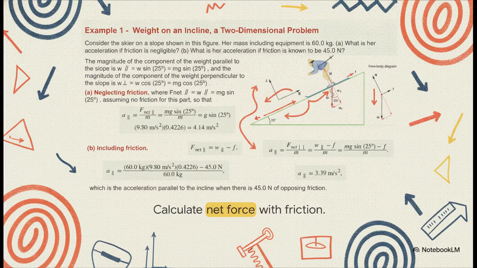But if we add in 45 newtons of opposing friction, as you see in Part B, we have to apply Newton's second law. We simply subtract that friction from our parallel gravity component to find the exact net force. That spits out a newly reduced net acceleration of 3.39 meters per second squared. It's a rhythm. Draw the diagram, find the components, apply the law.